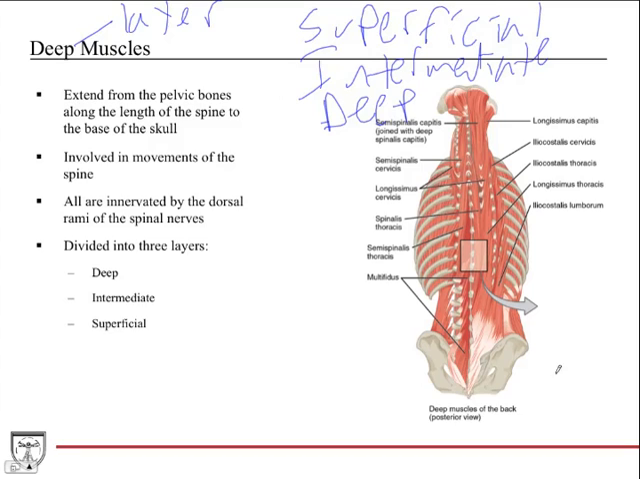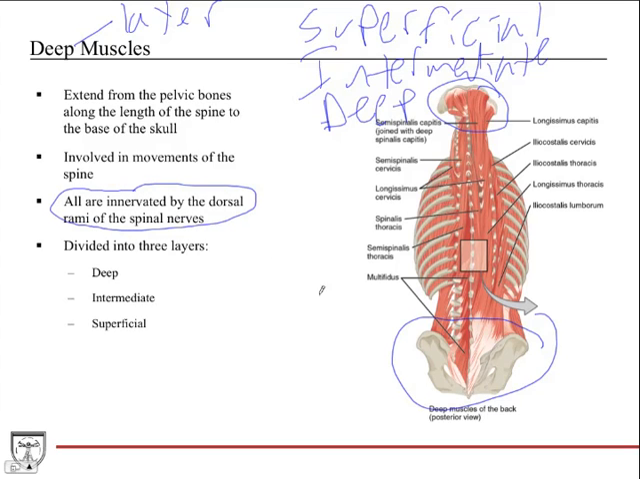So what is the deep layer of back muscles? Here's the pelvis down here. They extend from the pelvis up along the length of the spine all the way to the base of the skull, okay? They're involved in movements of the spine. And the deep back muscles, their innervation is very easy to remember. They're all innervated by the dorsal primary rami of the spinal nerves.